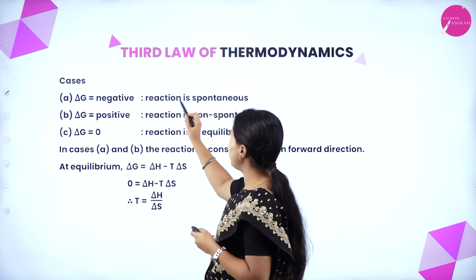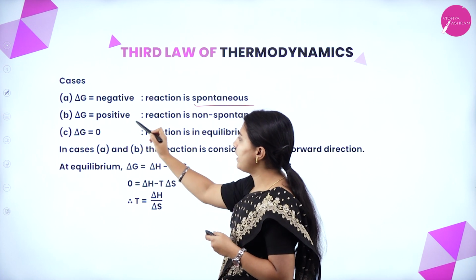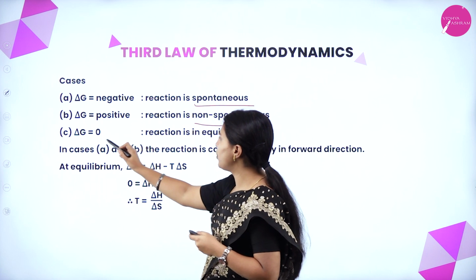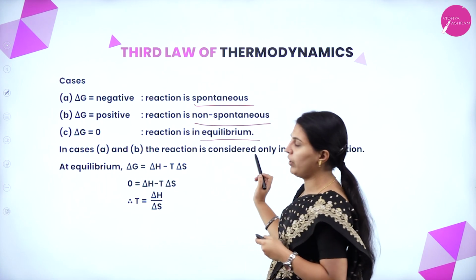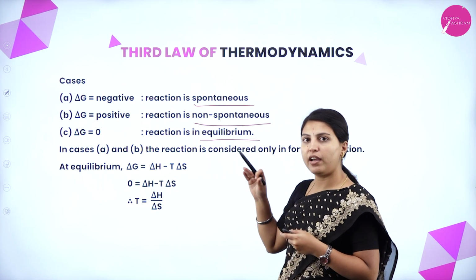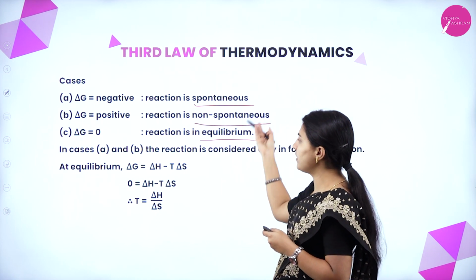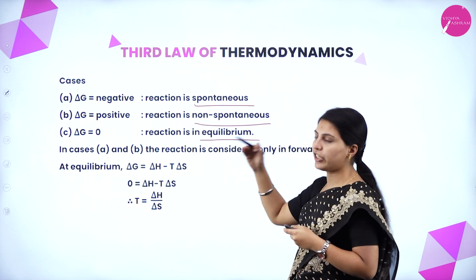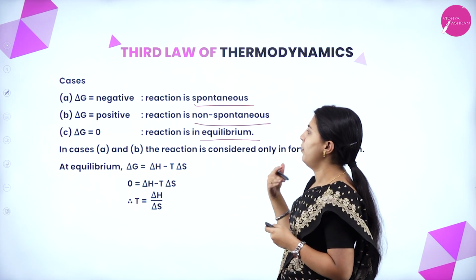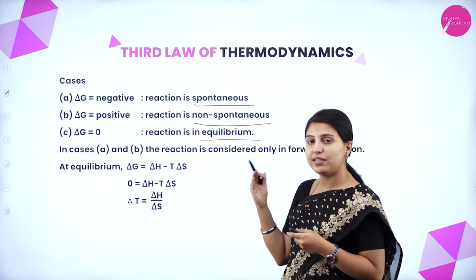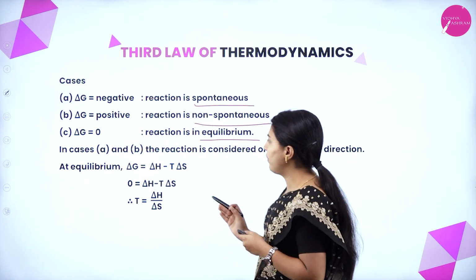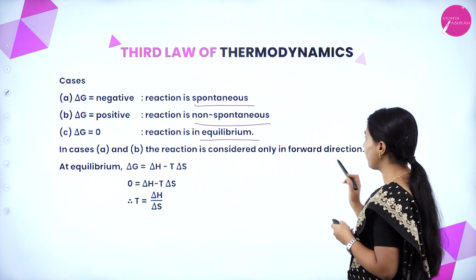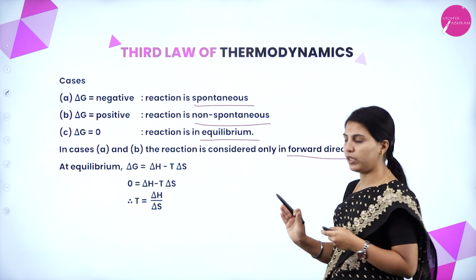Delta G is negative means reaction is spontaneous. Delta G is positive means reaction is non-spontaneous. Delta G is 0 means reaction is in equilibrium. More than everything else we have learnt, these cases are important. Once again, free energy negative means reaction is very much spontaneous, positive means non-spontaneous, equal to 0 means it is in equilibrium. So in cases A and B, the reaction is considered only in the forward direction, not in the backward direction.